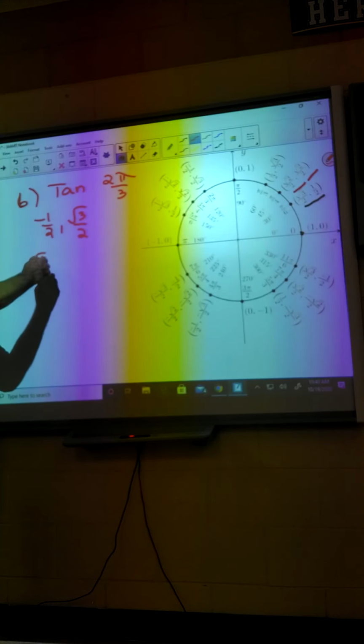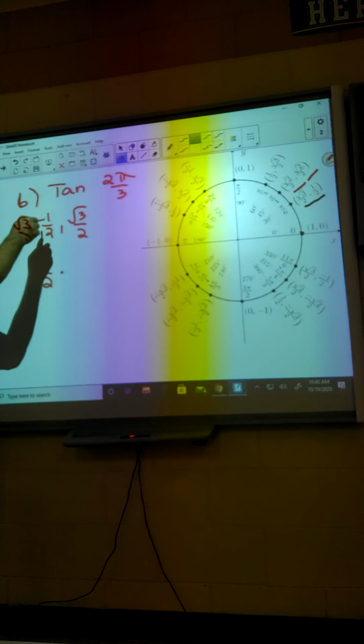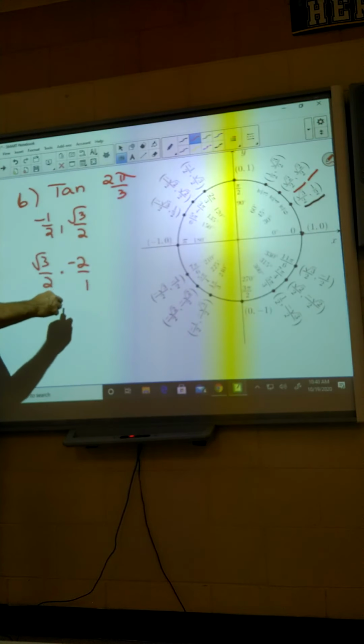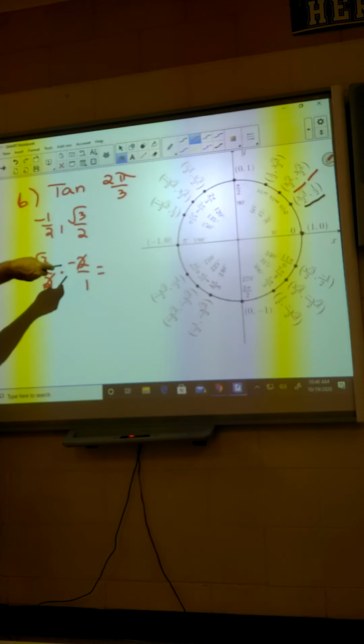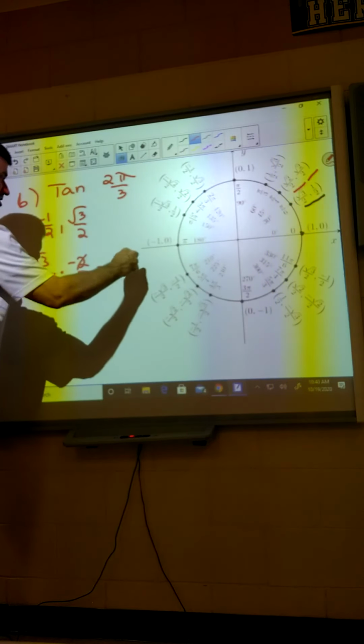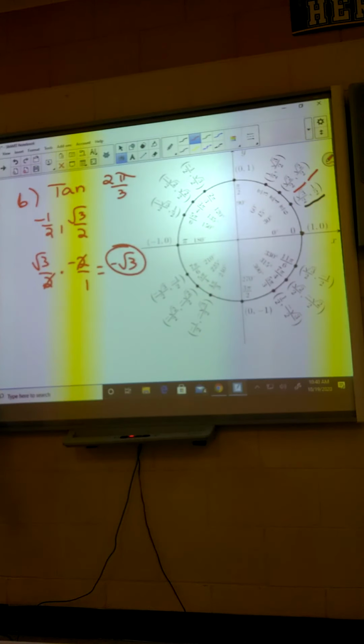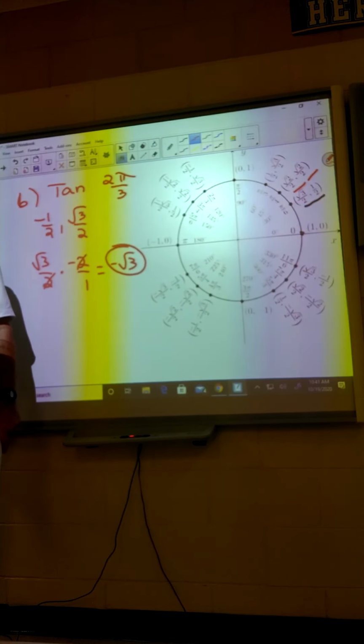So I got root 3 over 2. I got to flip this one, so that'll be negative 2 over 1. My final answer, guys, since the 2's crossed out, now the negative didn't cross out, just the 2's, my answer is negative root 3. And remember, as long as I don't have the square root on the bottom, I'm okay.